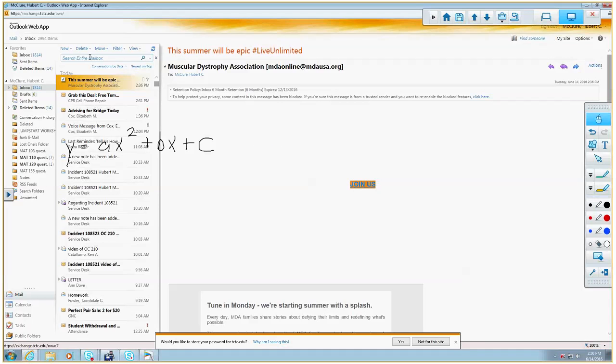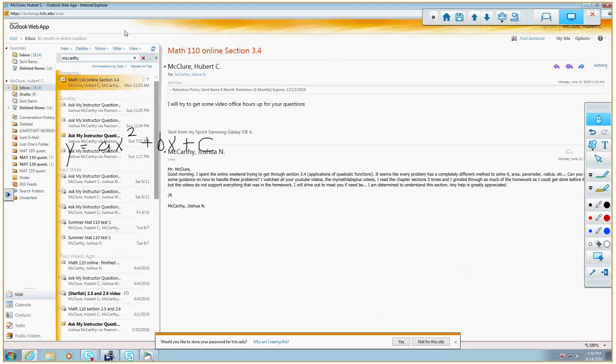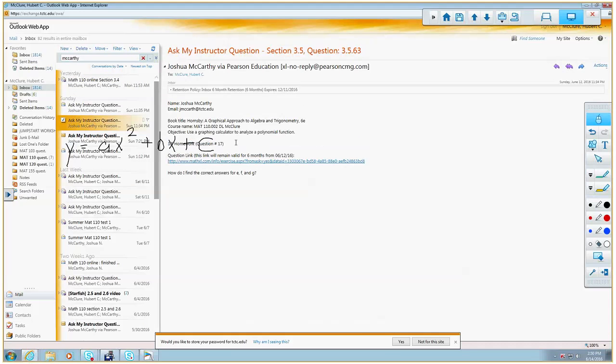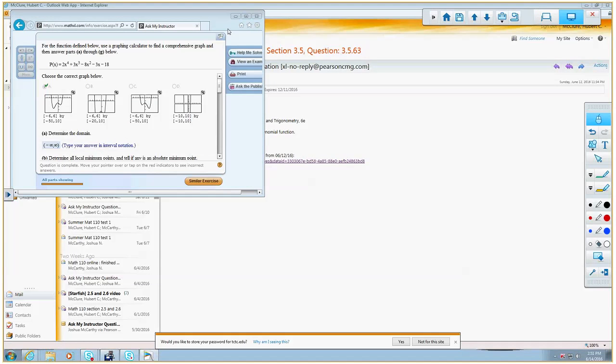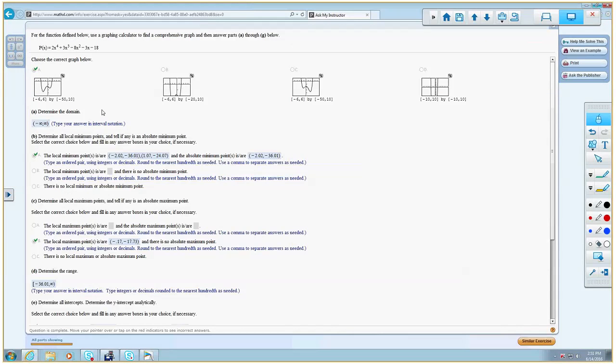Next problem is this problem. Get rid of my scribble. This problem says, find the function below, use graph calculator to find out what it looks like. Well, this is a saddle because it's to the 4th. So you know it's going to look like a parabola in some way, but it's got a saddle in the middle. So that's what it looks like.